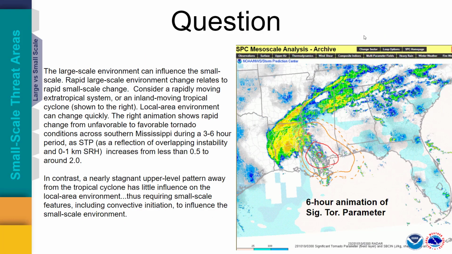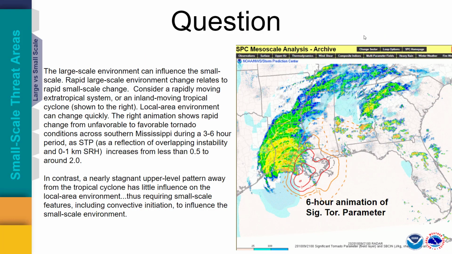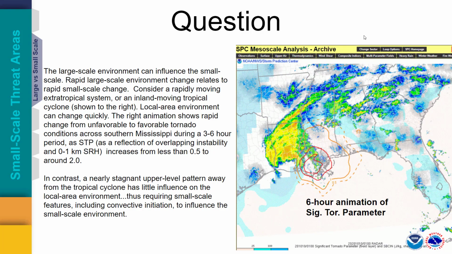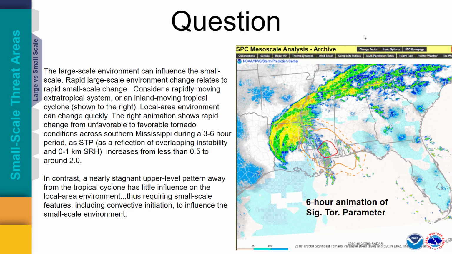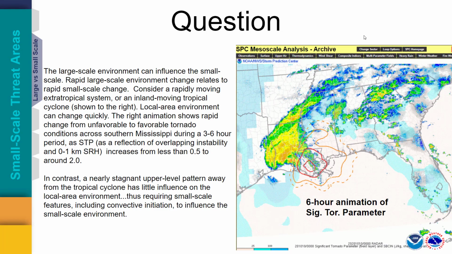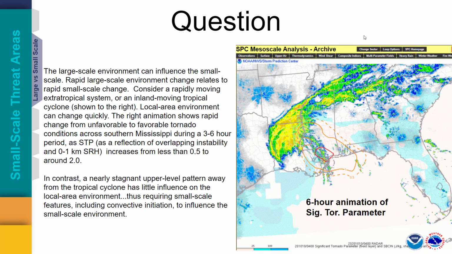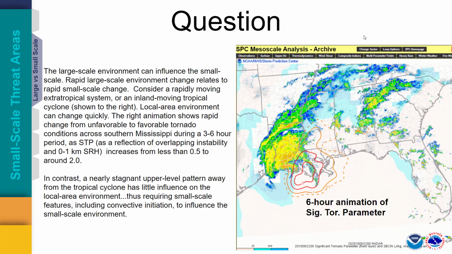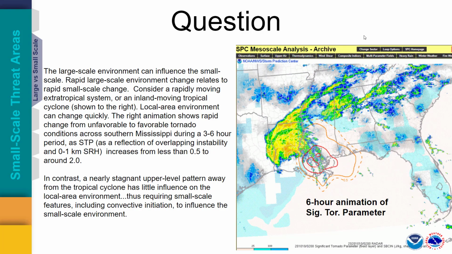The large-scale environment can influence the small-scale. Rapid large-scale environment change relates to rapid small-scale change. Consider a rapidly moving extratropical system, or an inland moving tropical cyclone shown to the right. Local area environment can change quickly.